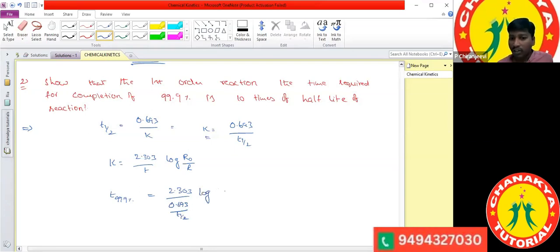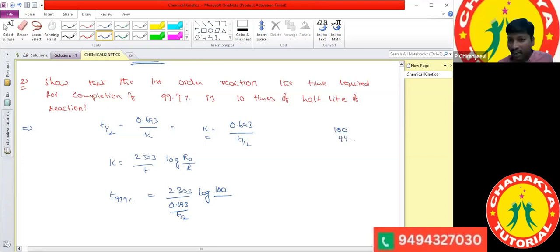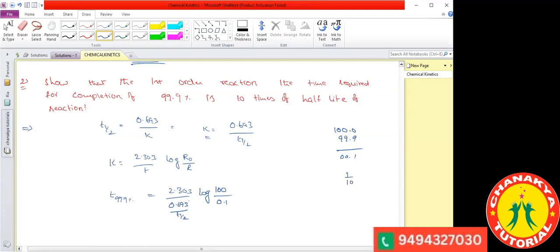And log of initial concentration. How much is the initial concentration? 100 percent. And what is the final concentration? 100 minus 99.9, which gives 0.1. We get 0.1. So 0.1 we can also write as 1 by 10. We can write that, or not? Yes, sir. Okay, 0.1 can also be written as 1 by 10.